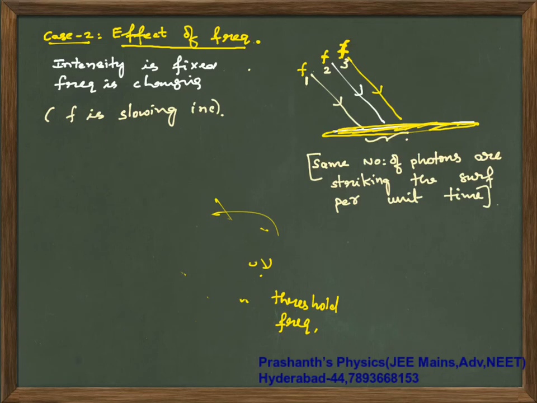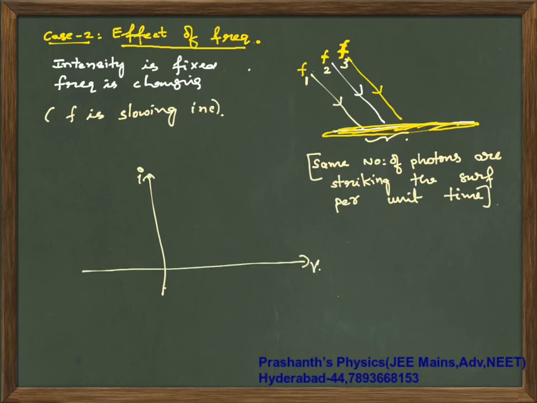When the frequency touches the threshold frequency, your electron emission will start, and when electron emission starts, you will have the photocurrent coming out of the surface. So now if you are trying to draw the current versus potential graph, if the same number of photons are striking, obviously the same number of electrons will be ejected out.